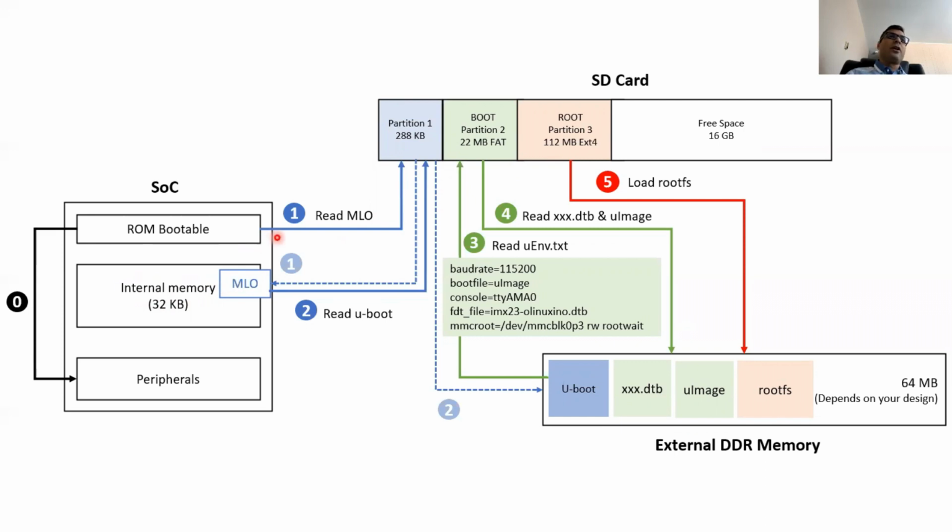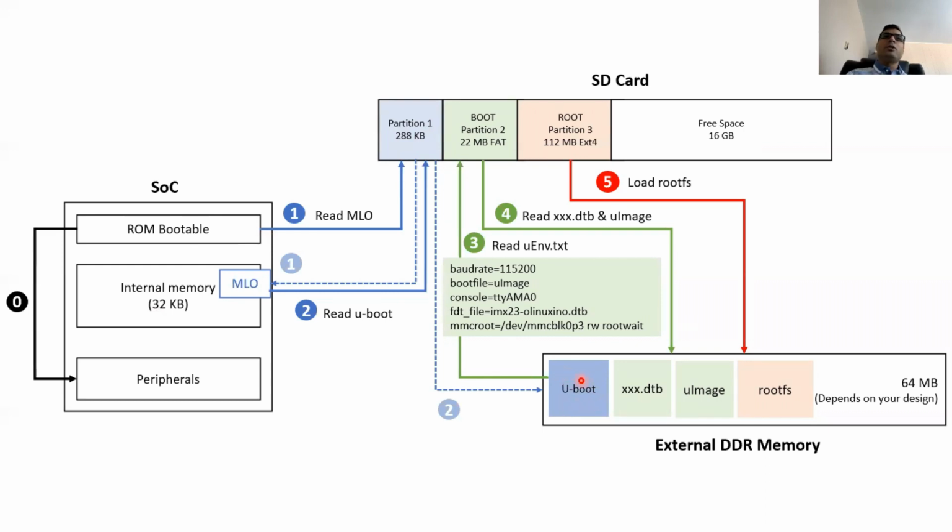So currently, we are in the first stage bootloader, or FSBL. The ROM bootloader reads the first partition, looking for the MLO, and then executes it, and copies it into the internal memory. So at this step, the memory loader has enough information about the external DDR memory, and knows how to initialize the external memory. So MLO reads the U-boot file and then executes it and copies it into the external memory. So when we run the U-boot, we are actually going to the second stage bootloader or SSBL.